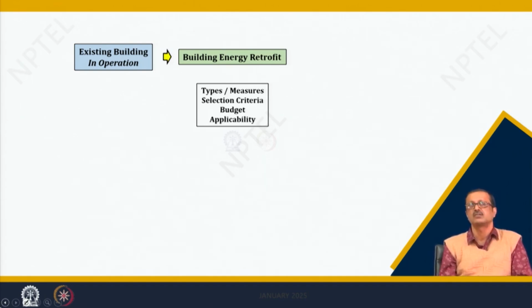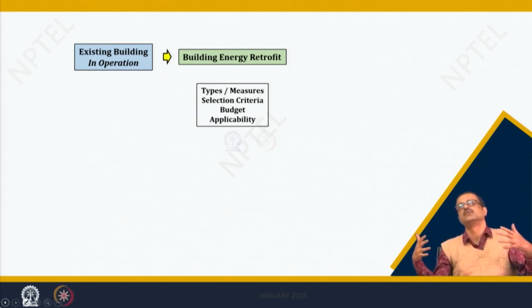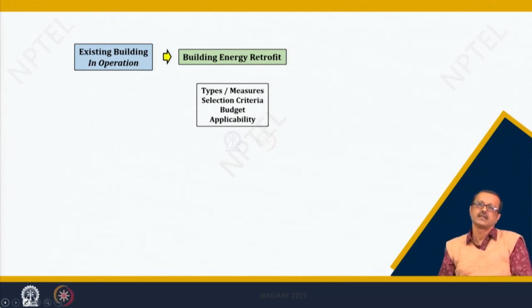We may not go for those kinds of things, such as solar PV cells that may be installed there. So the application is also very much important. Sometimes it may create a conflict with the application and the suggested changes along with the functionality of the building.